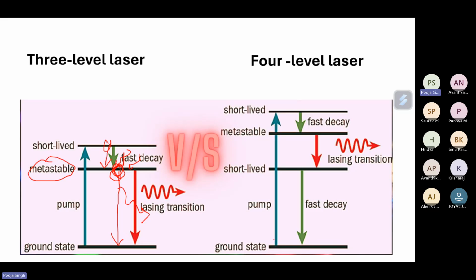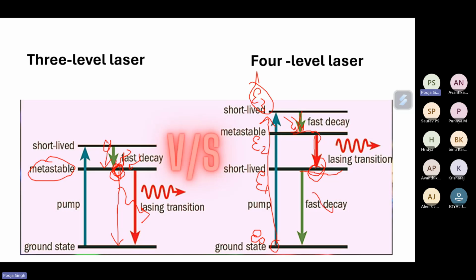So in the 4 level, you will have the ground state, where the electron is present. It will undergo to the excited state. Suppose this is E1, this is E0, this is E2, this is E3. It went to the E3 state where it was short lived, then it decayed to the metastable state, then we apply the external stimulus, and it undergoes lasing transition to some other state which was short lived. From there it undergoes fast decay.